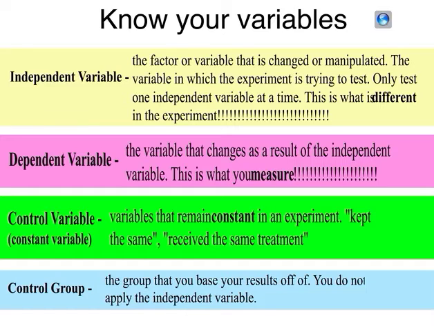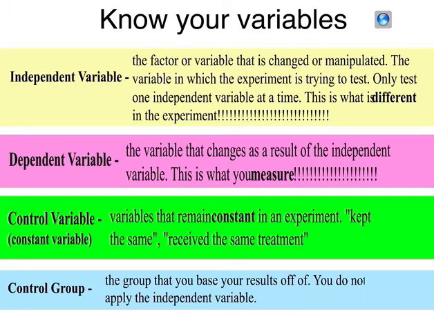So the independent variable is the variable that is changed or manipulated. So that comes in with our saying dry mix as we're graphing. The mix would be manipulated. Independent variable goes on the x-axis. So the independent is what you manipulate. You can only test one independent variable at a time. This is what is different in the experiment.